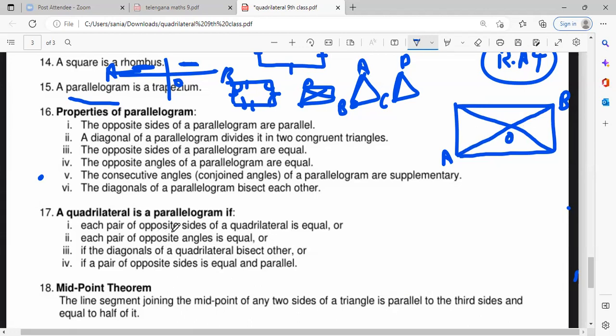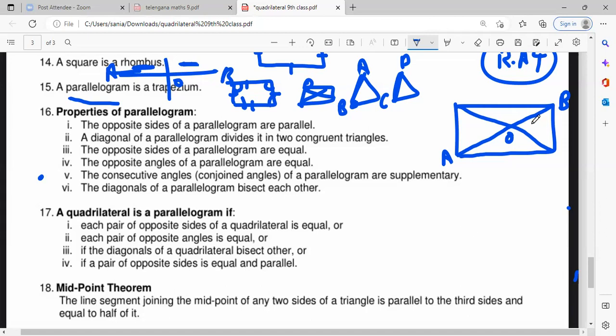So what you have to do is prove them. There will be certain criteria. For example, we will make these two triangles congruent. Once these two triangles are congruent, you can easily say that AO and BO are equal because they are part of these two triangles. So we have certain rules for that.